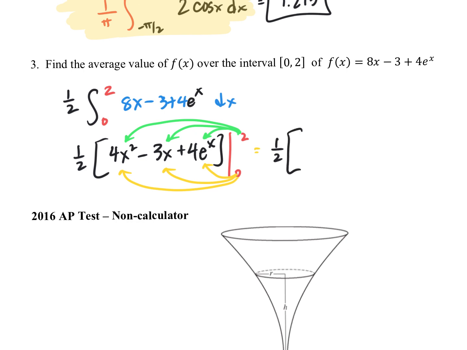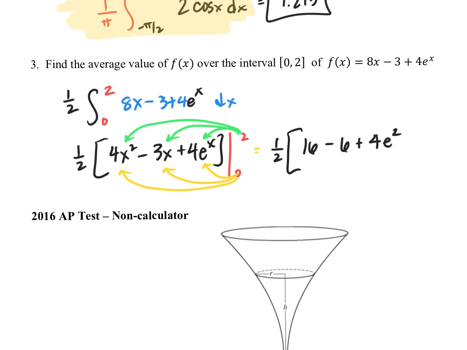That 1/2 is chilling. You could write 4 times 2 squared, or you could write 16. Either way, doesn't matter. Whatever you want to do. Minus, plus, 4e to the, wouldn't it be to the second? Because I'm plugging in that upper bound? Yeah.